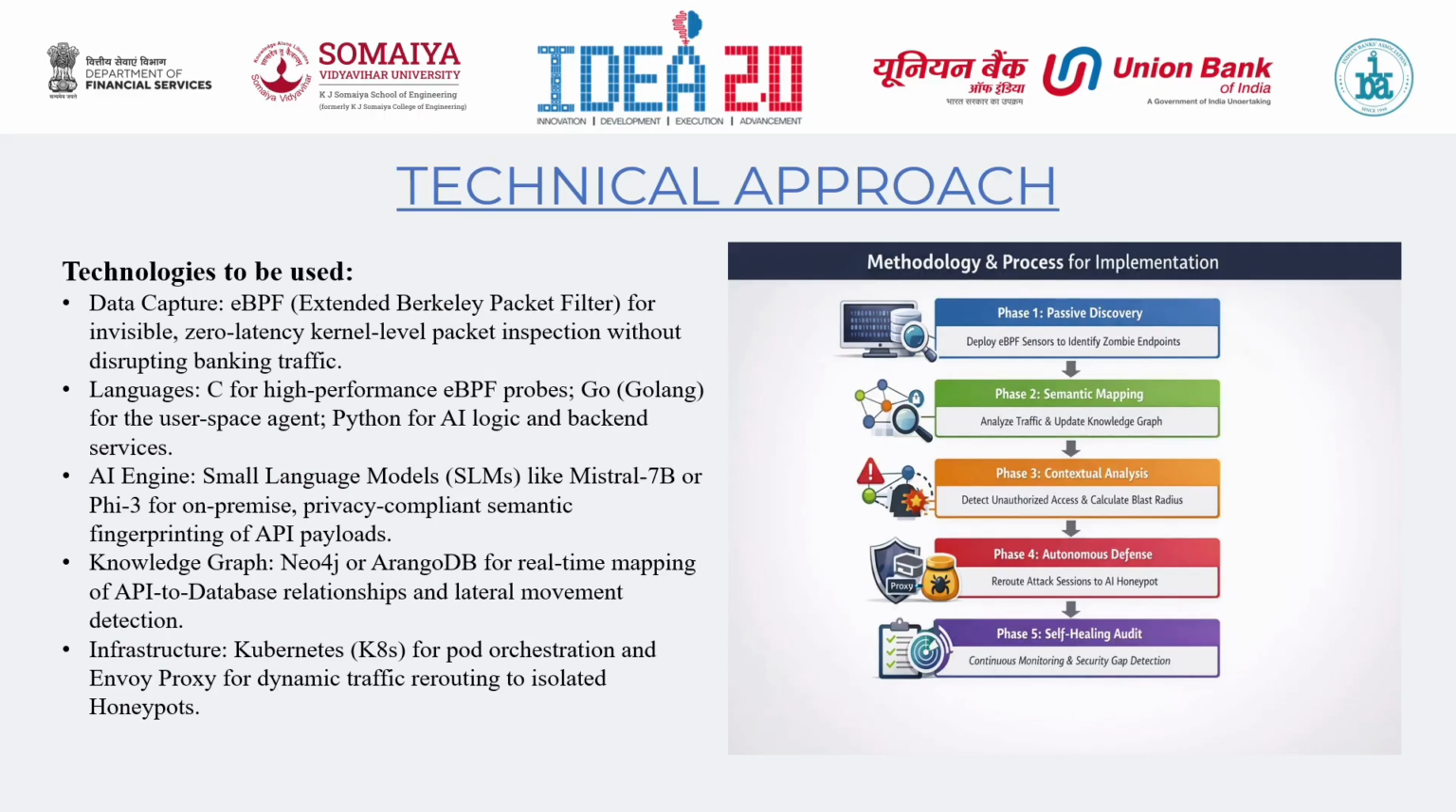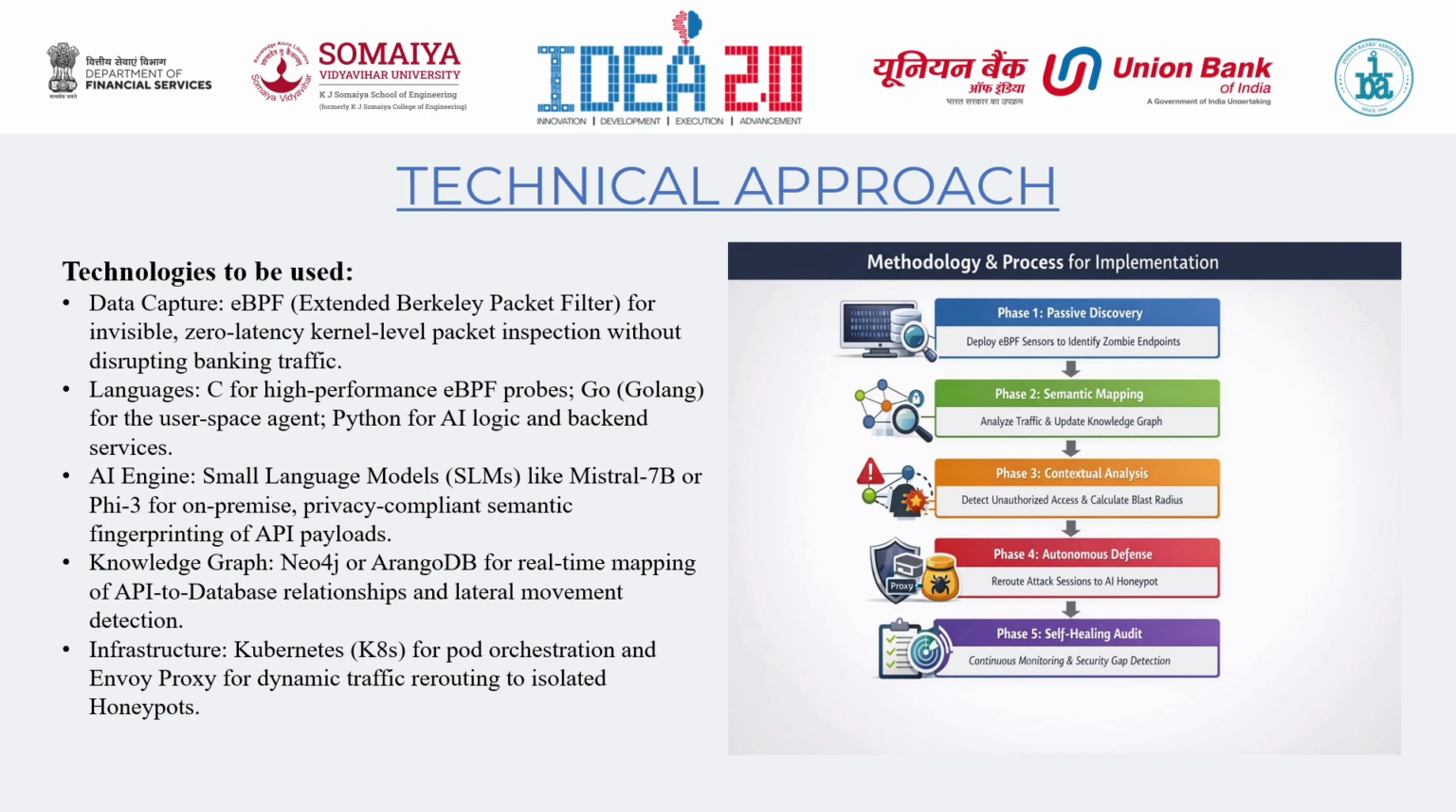Our technical approach is strong, practical and designed for real-world banking systems. We use C and Go to build lightweight monitoring at the system level. For our AI analysis, we use Mistral 7B, which runs on premises. That means the AI stays inside the bank's own infrastructure, so sensitive data never goes outside. We also use Neo4j, a graph database, to create a live relationship map between APIs, applications, services and the database.